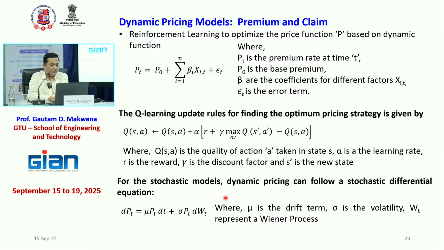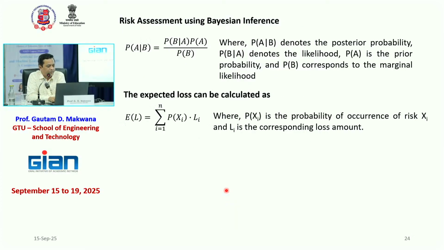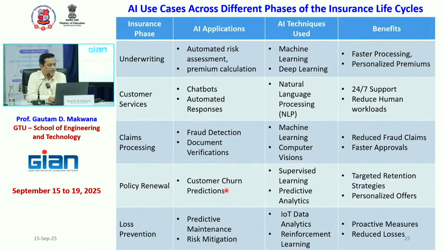And these are the different equations for dynamic pricing. In the same way, for risk assessment, Bayesian inference and the expected loss can be calculated as part of these equations. So here it is.